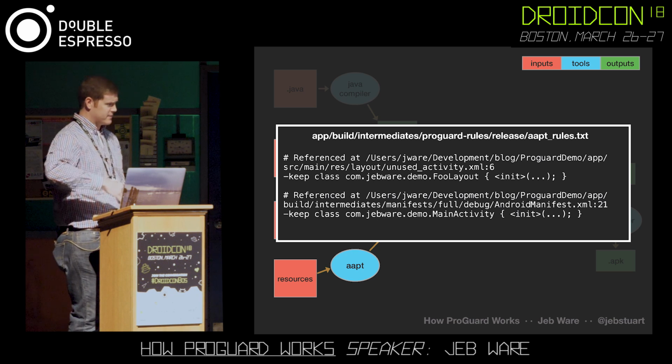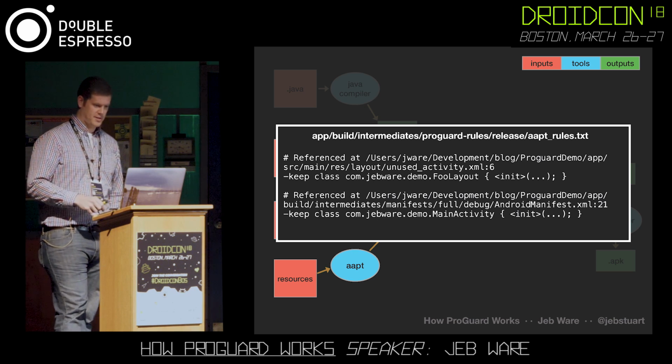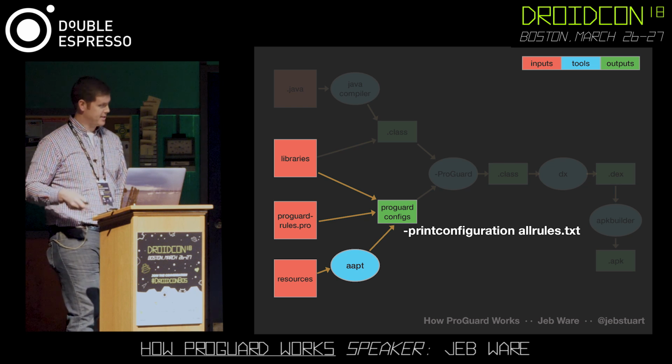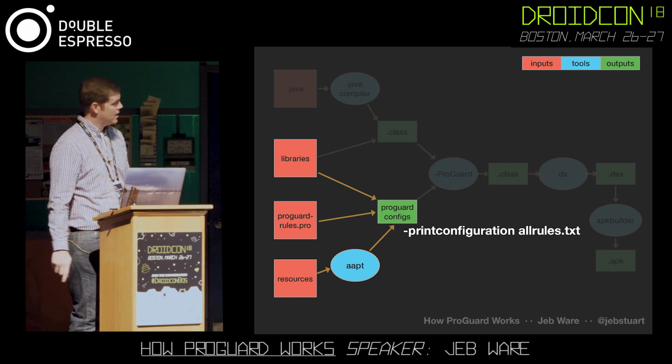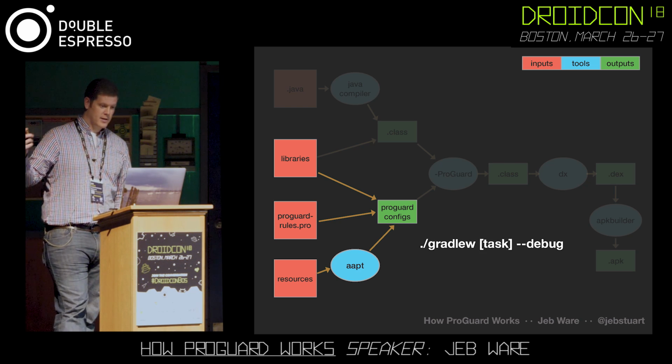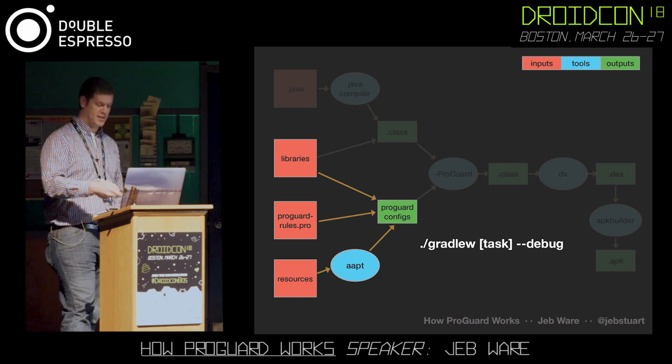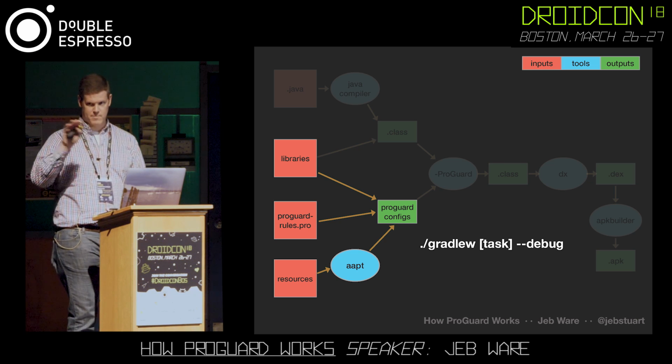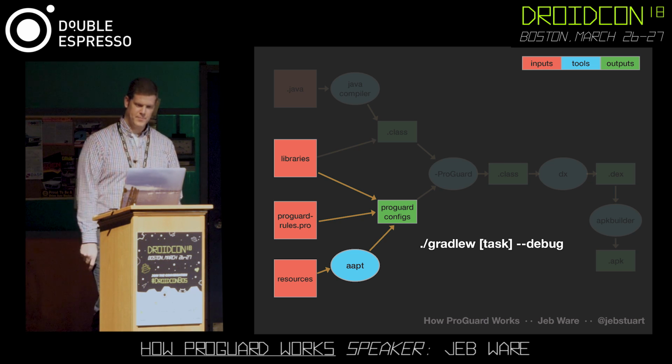But if you want to see all of these rules from all sources, you can add another rule that says print configuration, and that just prints out all the rules to a text file. Another option is you can run your Gradle task with --debug, and when it gets to the Proguard step, it'll list out the path for every config file that's loading in.